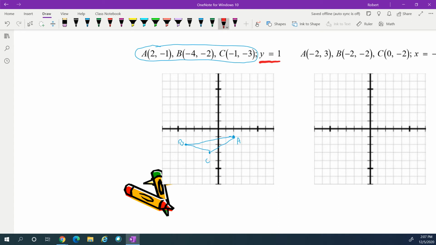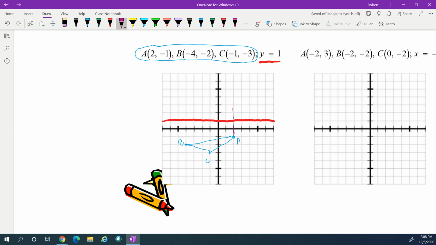Here's our line of reflection, y equals 1. And again, we have a formula that can be used. Y equals a number, so the rule says keep x by itself, 2 times the number from the equation minus the original y. But my suggestion to you is count.